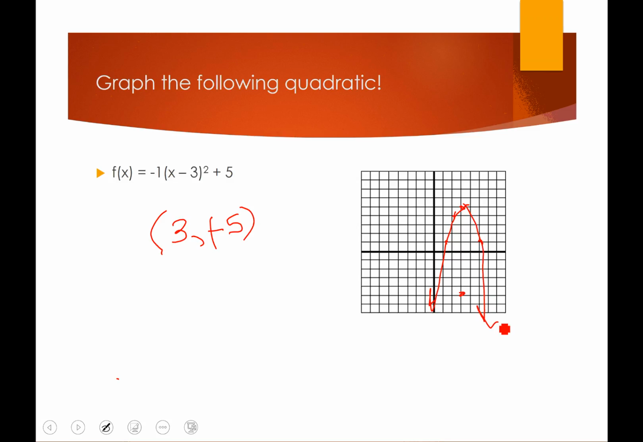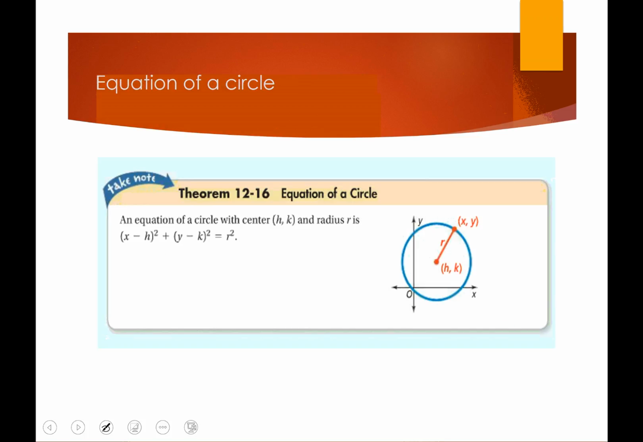Well, I'm doing this because we're going to be graphing equations of the circle the same way. So this is the general form of an equation of a circle. x minus h, that quantity squared, plus y minus k, that quantity squared, equals the radius squared. And our center is going to be at h, k, and r is our radius.